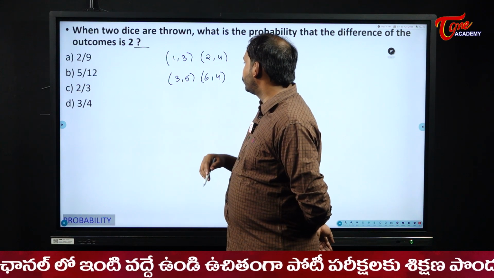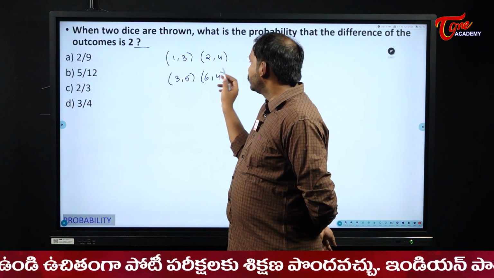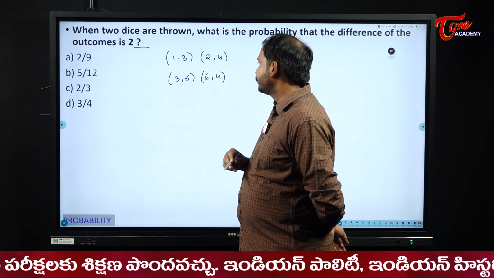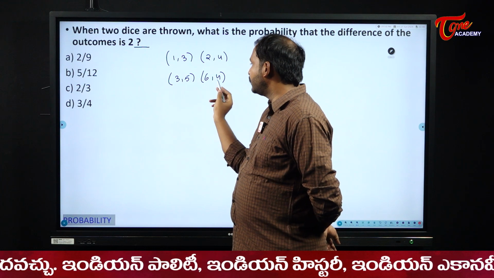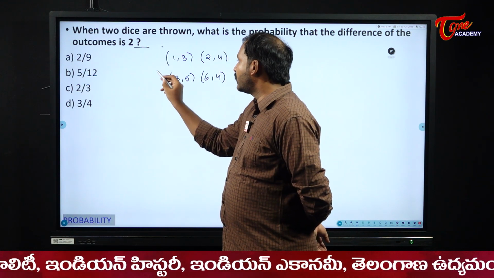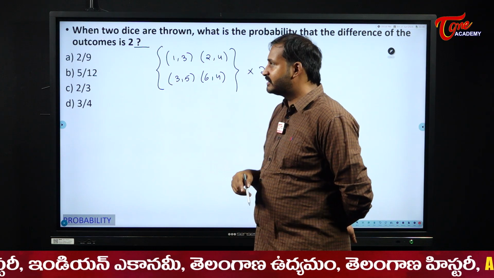Next, what other possibility do we have? Do we have any other one? 1 3, 2 4, 3 5, 6 4. Right, only these are the ones, right? And 3 1, 4 2, 5 3, 4 6. That is also another possibility, right? So that means, total, these are 4 in number and the opposite of that is 2 in number.